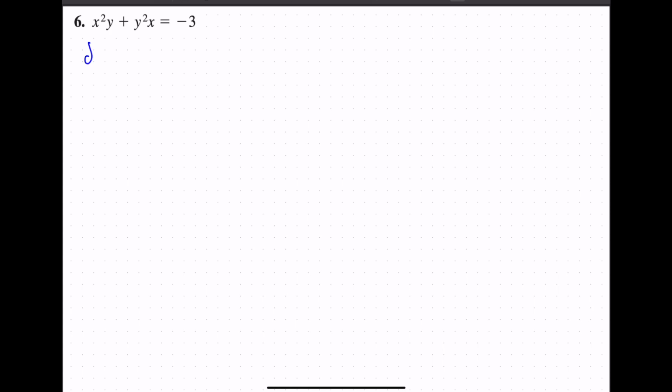If I take the derivative with respect to x of x squared y, I already can see that I have the product rule going on. Here's my second term, I have x and y. This is equal to differentiating with respect to x, this is -3. Now when I take the derivative here, I need to utilize the product rule.